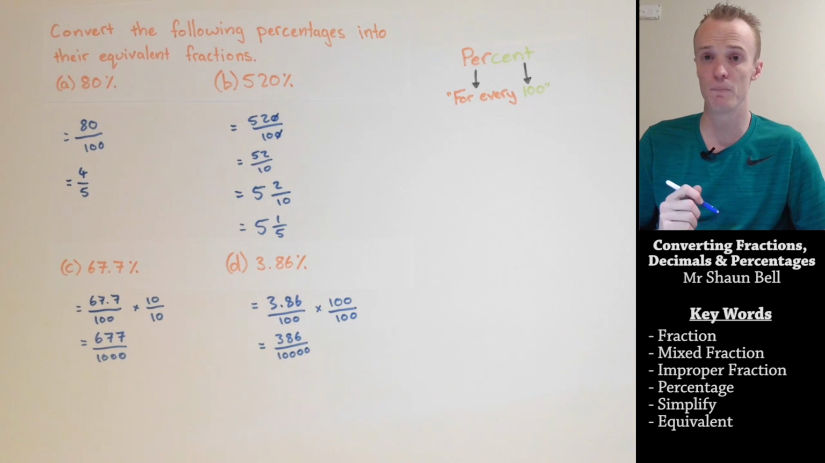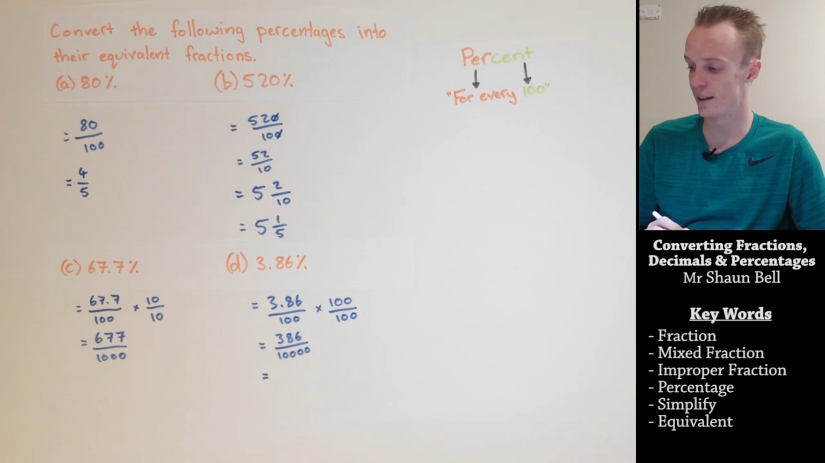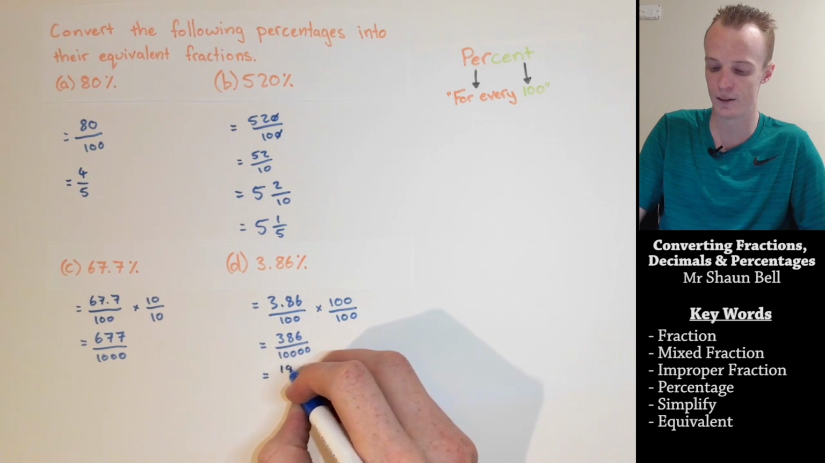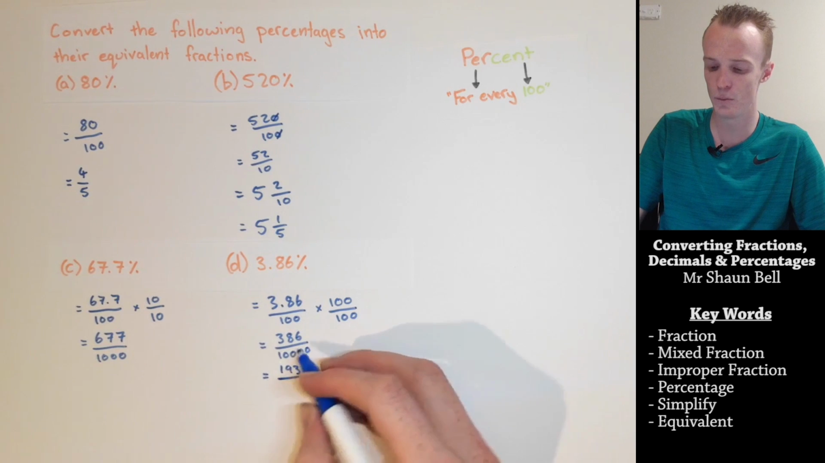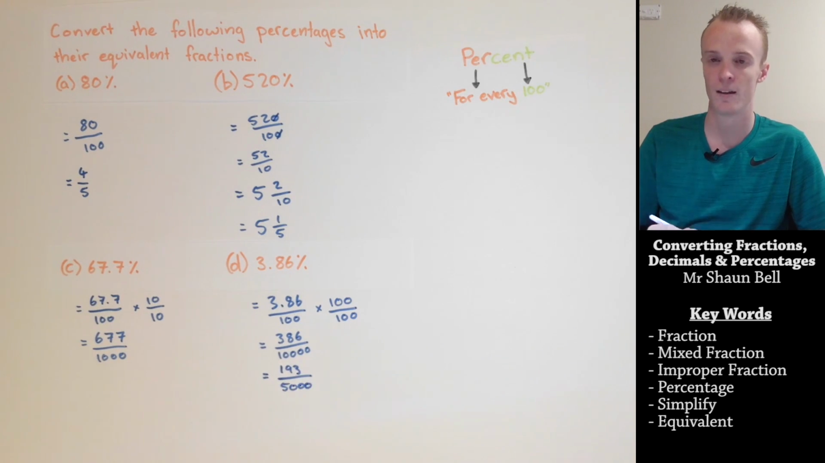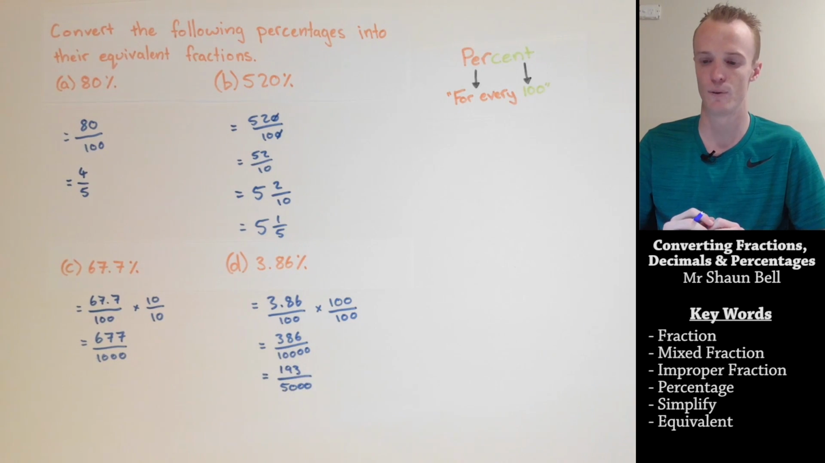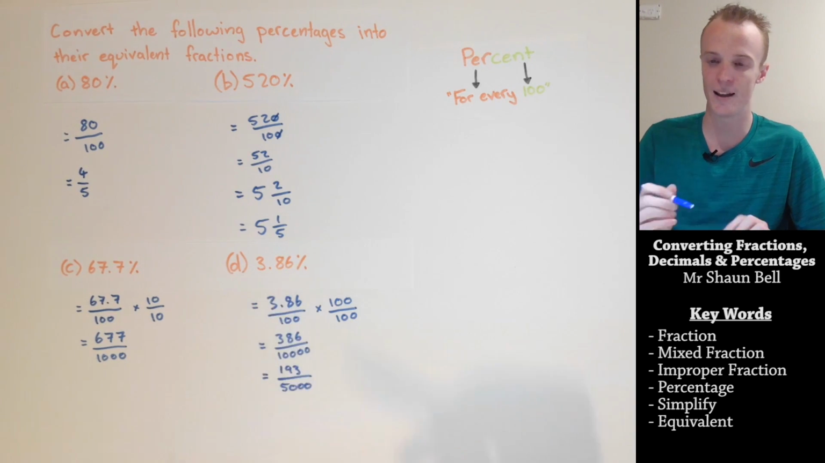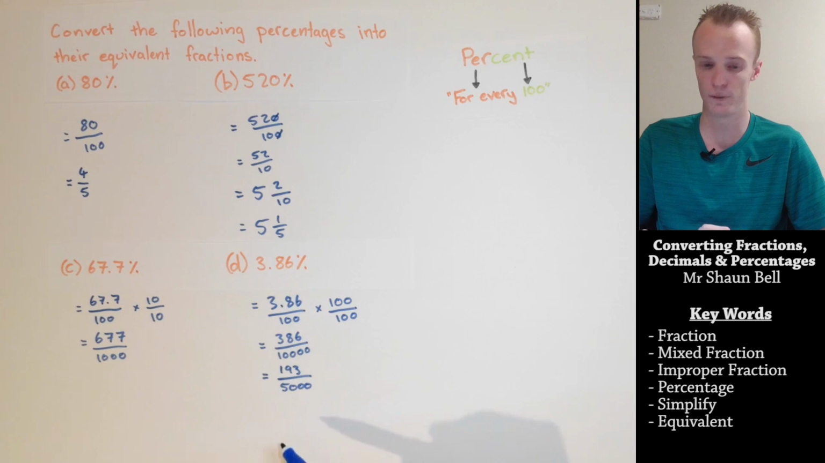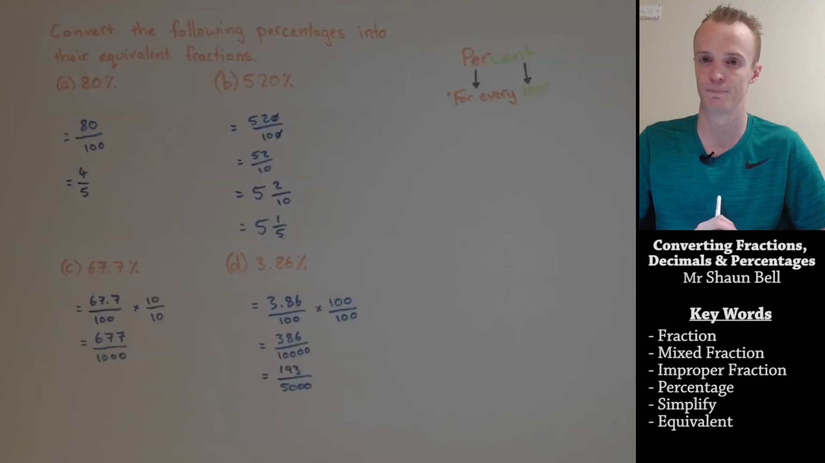They're both even numbers, so that means 2 will divide into both the top and the bottom. 2 will divide into 386 193 times, and 2 will divide into 10,000 5,000 times. Now, I can tell you that this fraction is now in simplest form. So, 3.86% is the equivalent to 193 over 5,000.